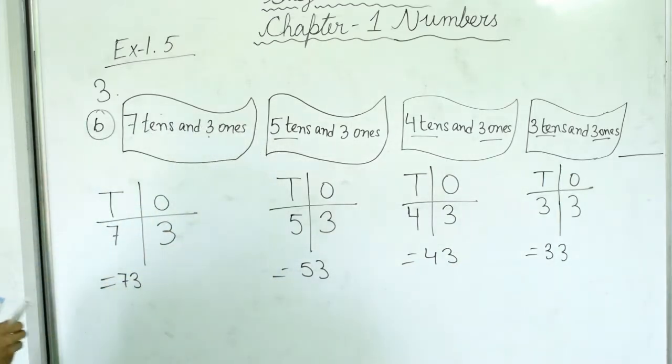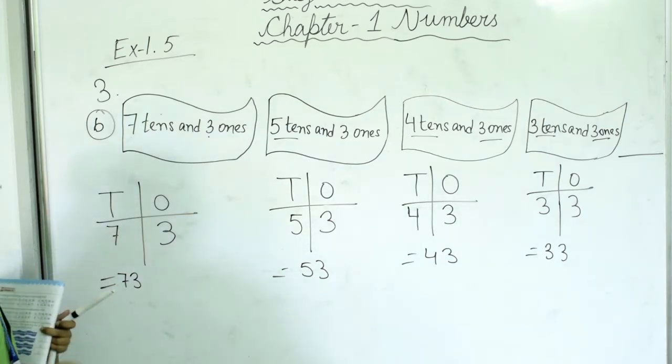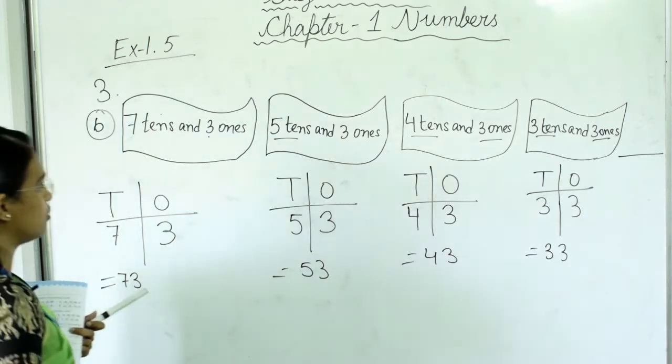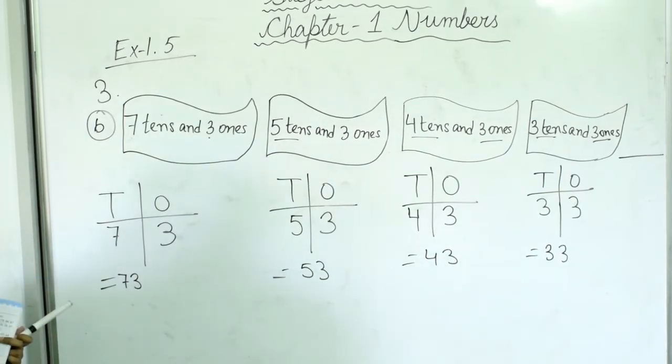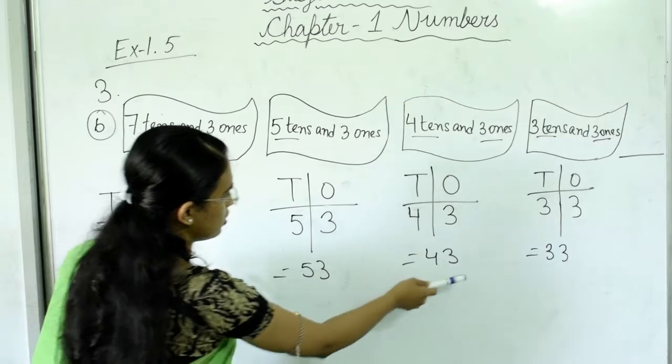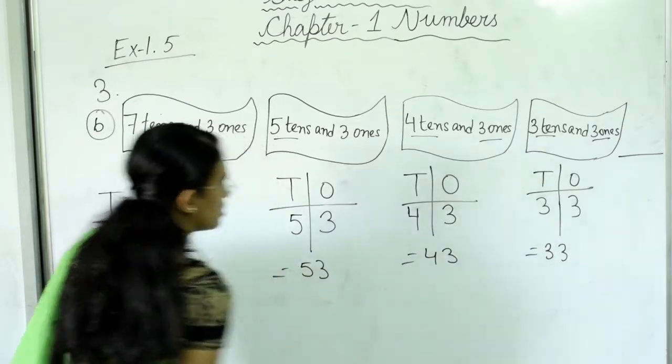Among these 4 numbers, we have to find out whether it is ascending order or descending order. Okay, so the first number is what? 73. Now, the second is 53, the third one is 43, and the last one is 33.